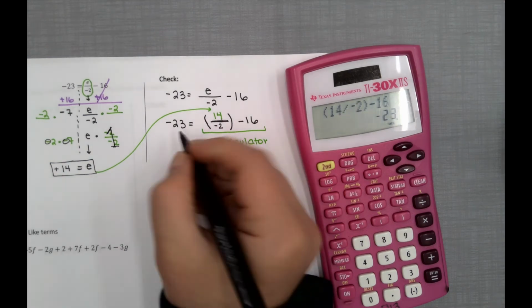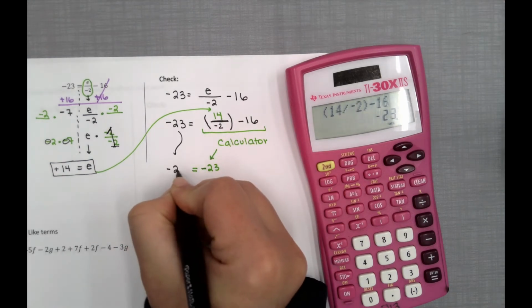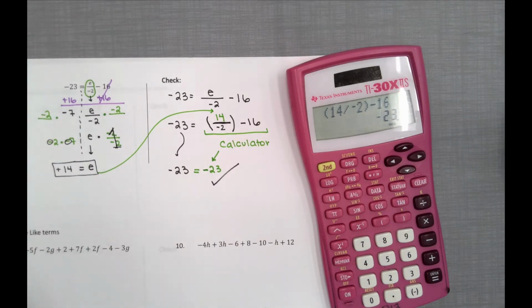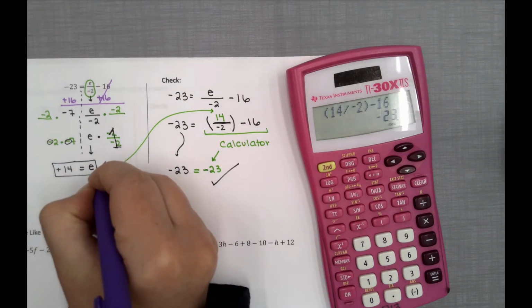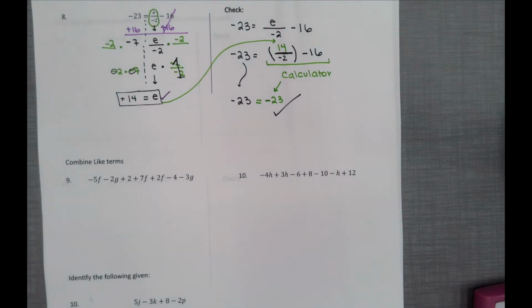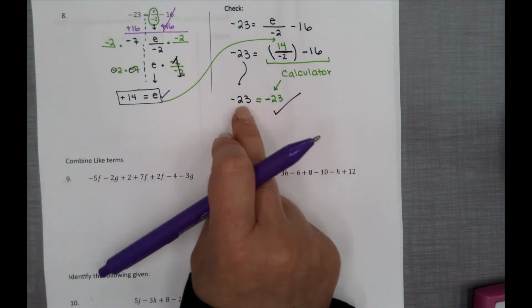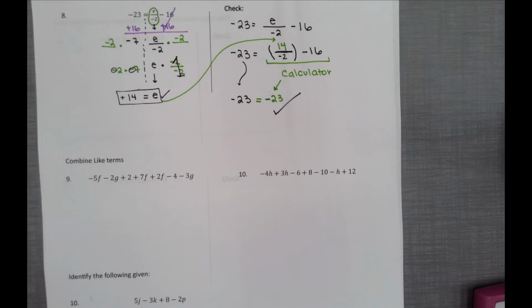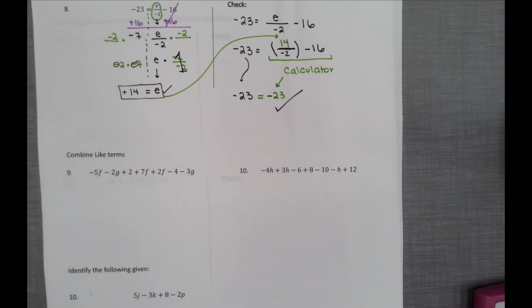Bring down the other side. And if they match, that's good. That means we have now checked our answer, and that checks that we have the correct answer. Now, if this does not balance, if we get two different numbers, that means your answer here is wrong.